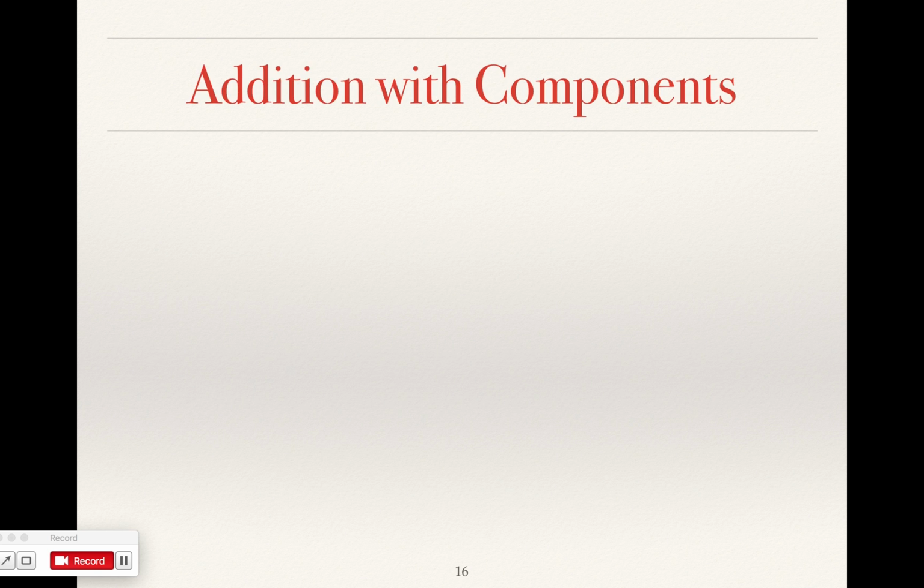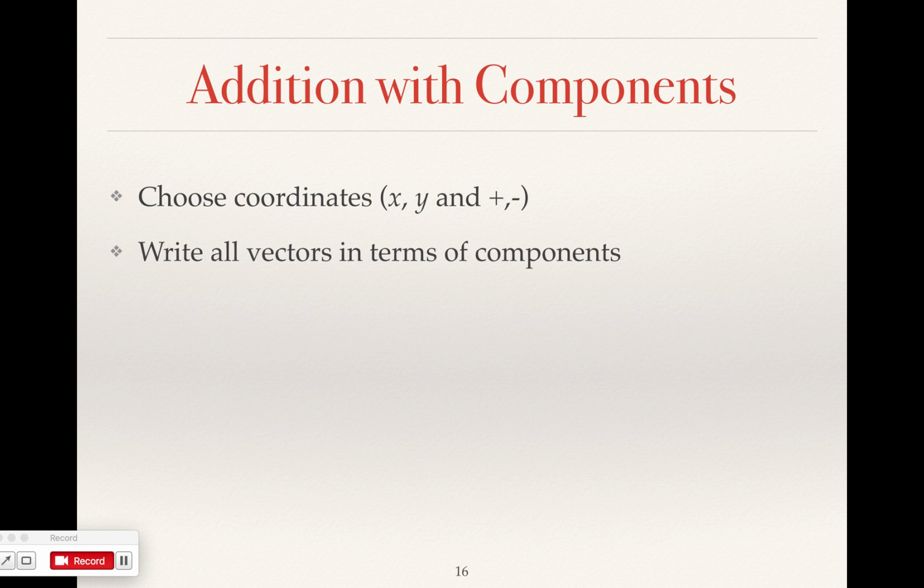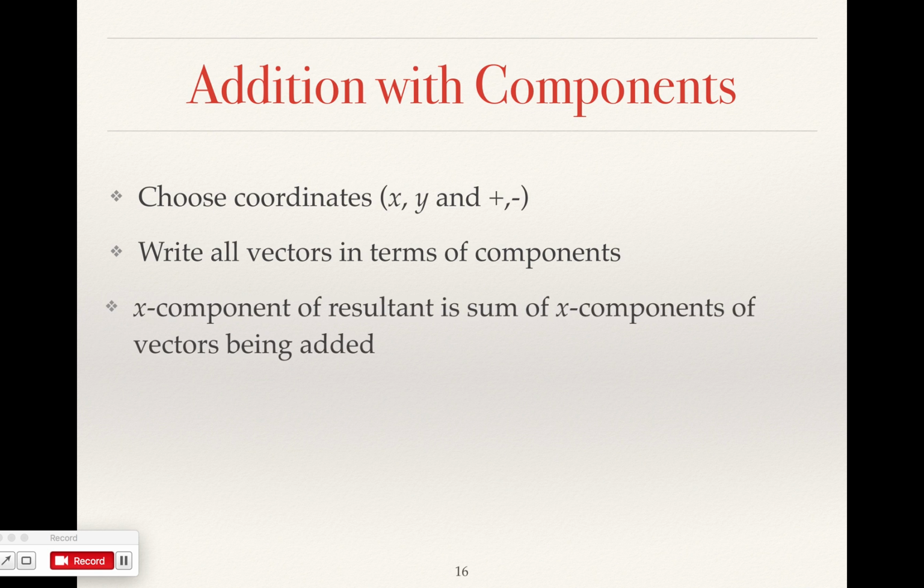Okay, so how do we add vectors with components? Well, first of all, of course, we need to choose our coordinate system. Assume we have a Cartesian coordinate system. Figure out the x-axis, the y-axis, and which are the positive and negative x and y directions. Typically horizontal is x, with to the right being positive, and the vertical direction is the y-axis, with up being positive. We want to write all vectors in terms of these components. So if we have some vector pointing off in some arbitrary direction, we need to rewrite that as the sum of an x component and a y component.